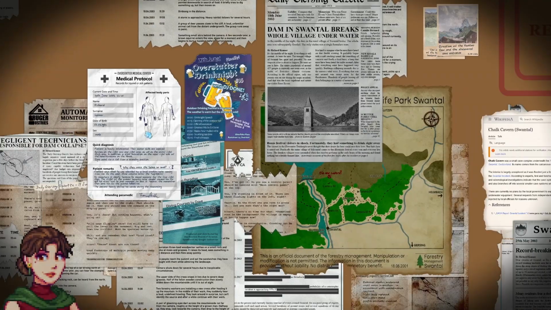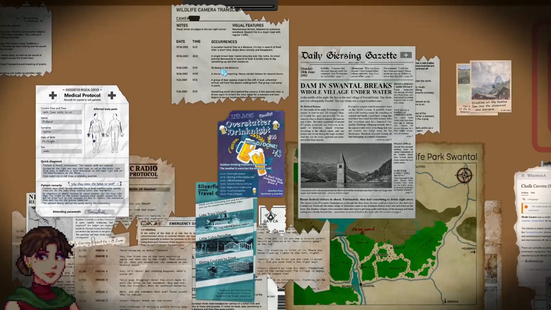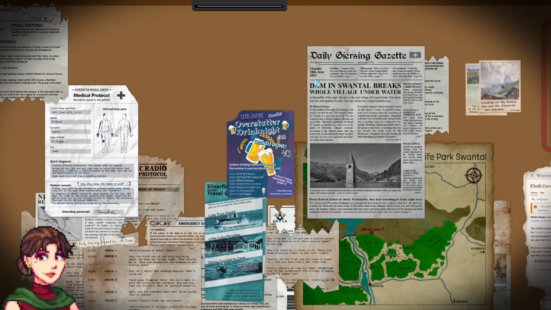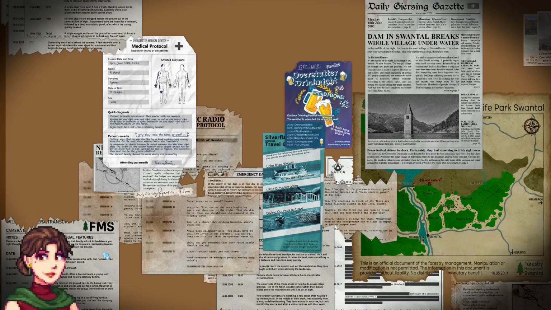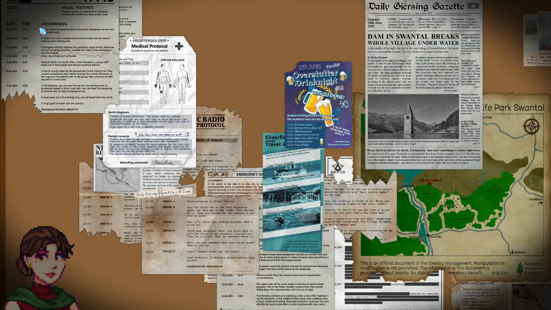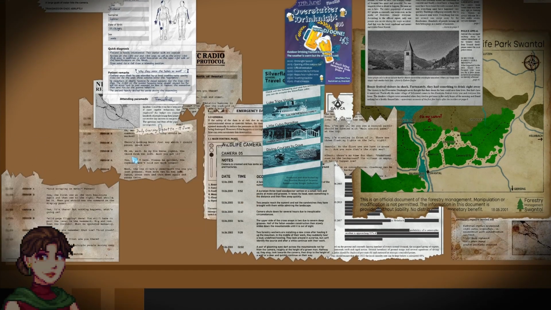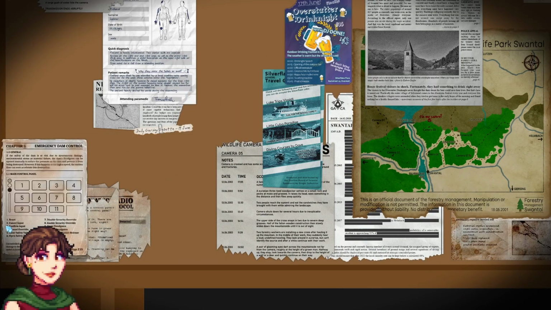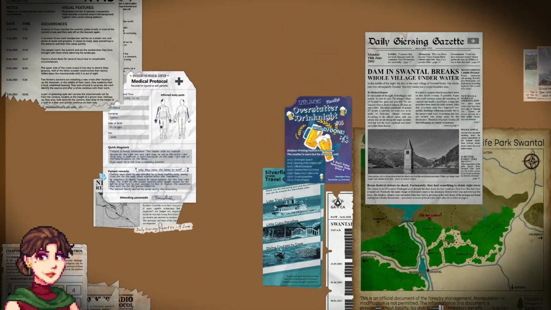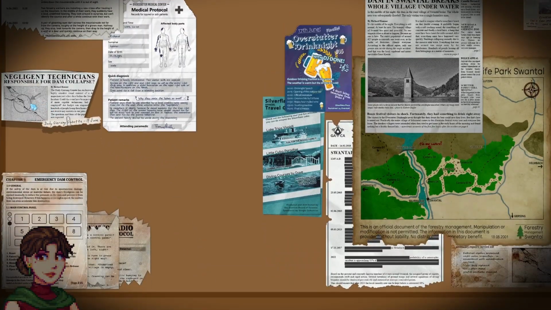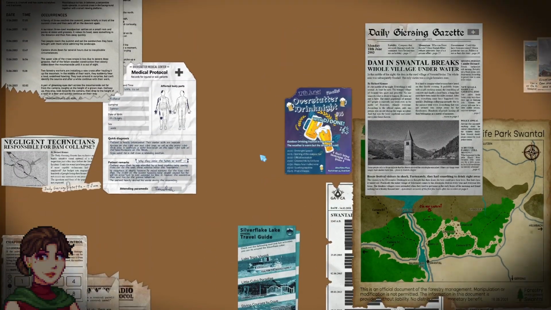Oh, we got a medical report. Okay, that was just the wildlife. I was gonna put all the wildlife ones to the side. I don't want to get rid of anything, just in case there's something that is actually pretty helpful. Okay.